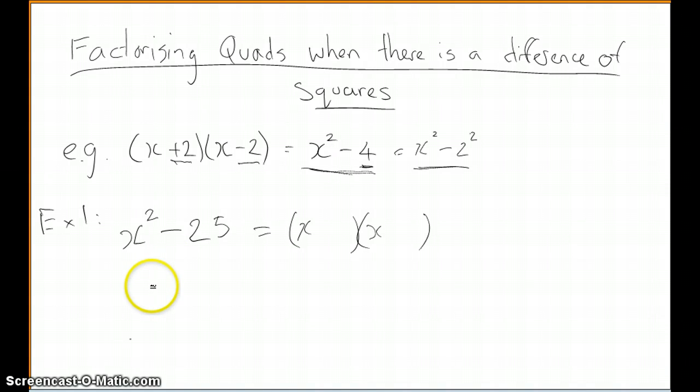And I suppose the quick way to get there is to take the square root of 25. So add 5, subtract 5. Okay? And that's factorised. Factorising a quadratic that's the difference of squares. I'll do another example.